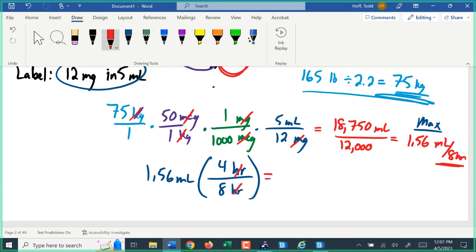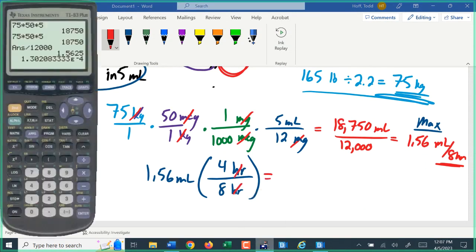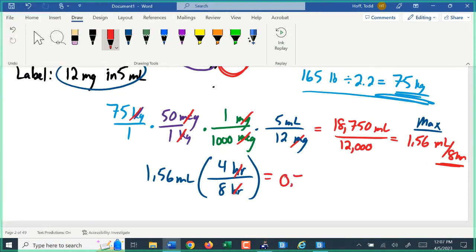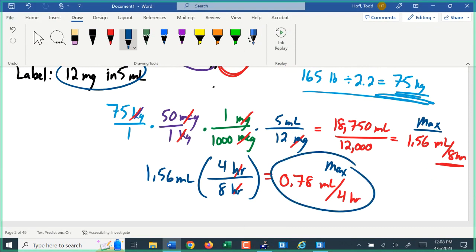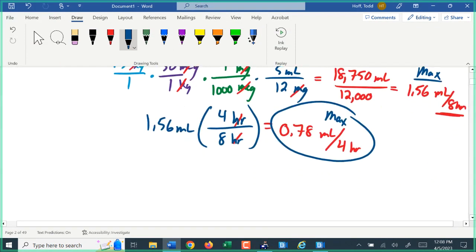Hours will cancel out. 1.56 times 4 divided by 8 gives us 0.78 milliliters, and that will be every 4 hours. So we have that titrated down to the proper time frame for the doctor. That again is the maximum dose. We want to change that to find the minimum.